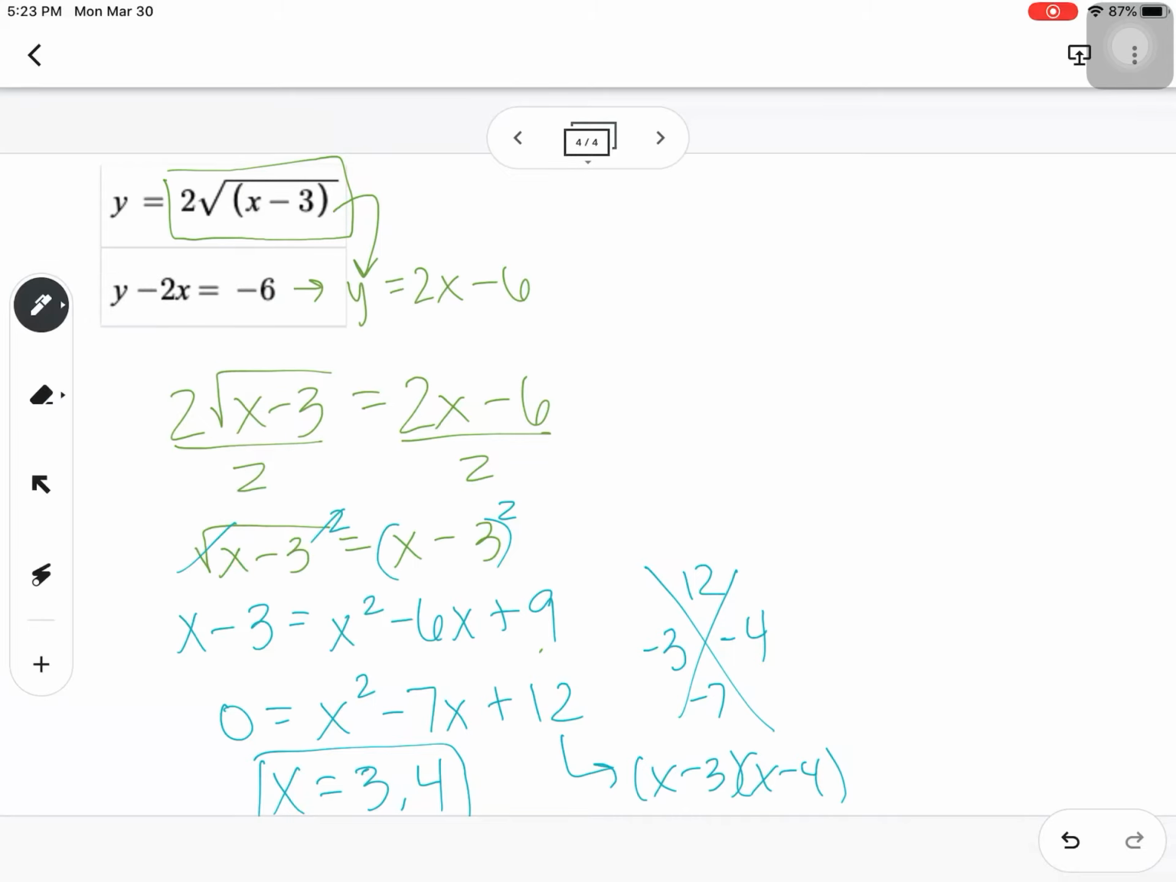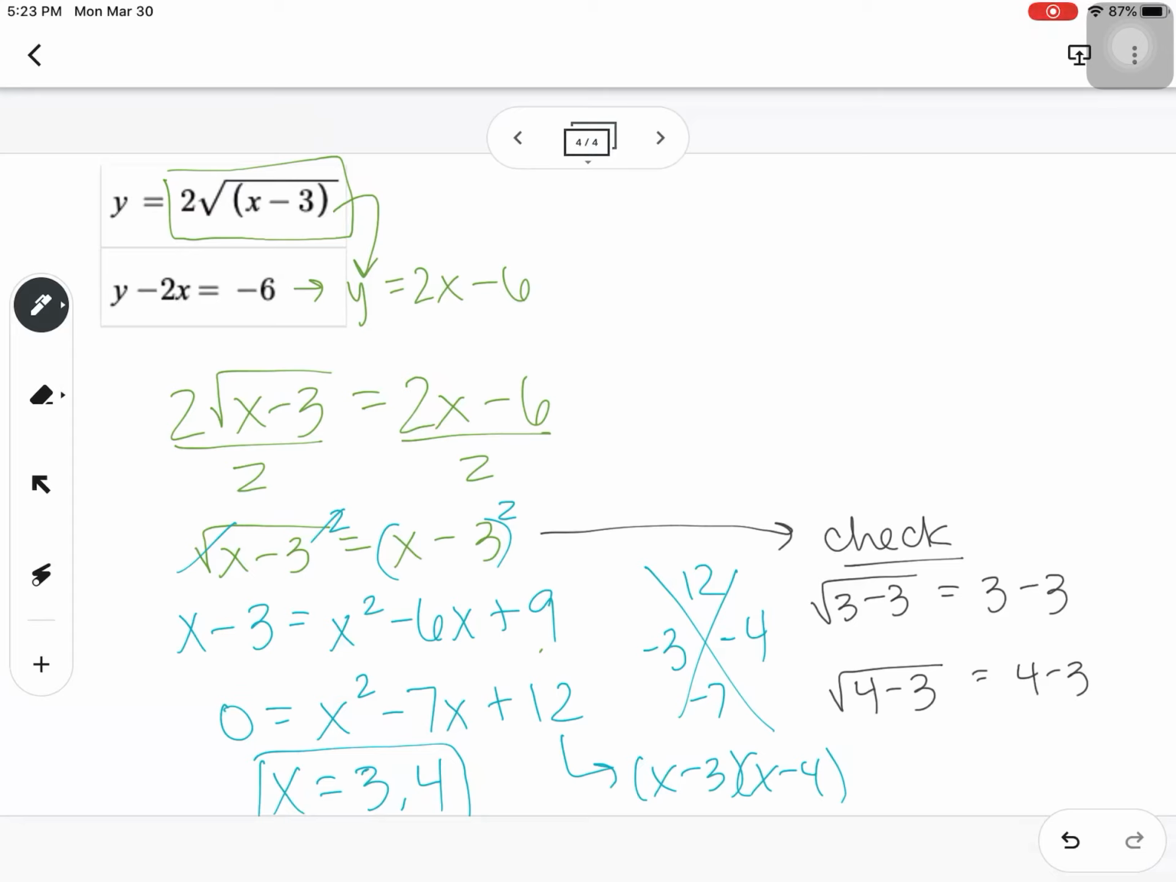Now, we do have to go back and check this because we did square our equation. So both of these might not work, and that is kind of a caveat here because you had to check when you solved the equations anyways. You have to check here. 3 and 4 might not both work. So I'm going to check it at the step right before I squared it just to make sure they both work. So 3 minus 3 is 0, square root of 0 is just 0, and the left side is 0. 4 minus 3 is 1, square root of 1 is 1, equals 1. So both of these do check out for x values.